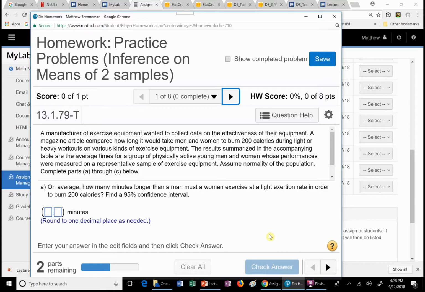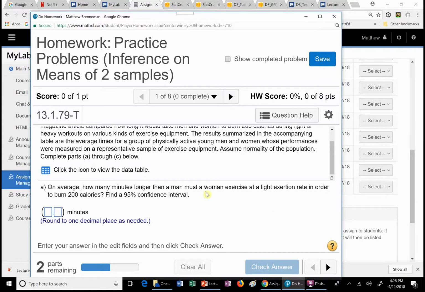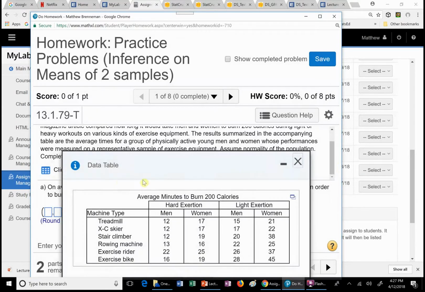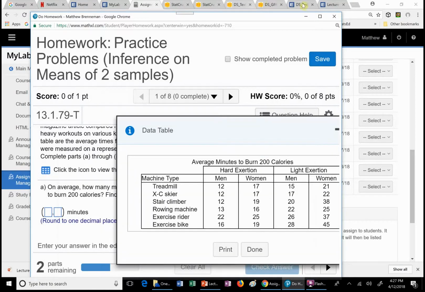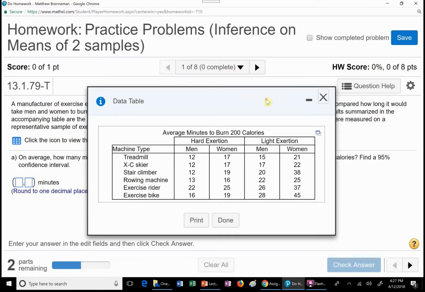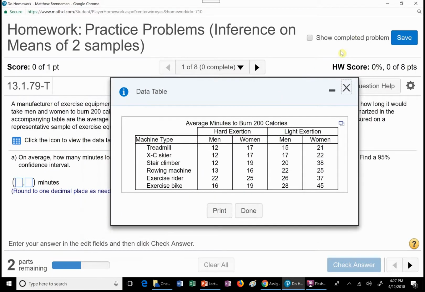It helps to open up the data set, by the way. I think the data set gives you some clues as to what to do. Okay, there's a data set down here. And we can open it up in StatCrunch, right?